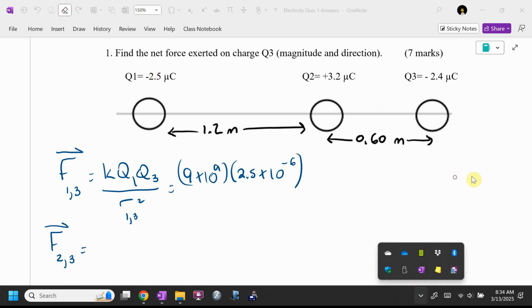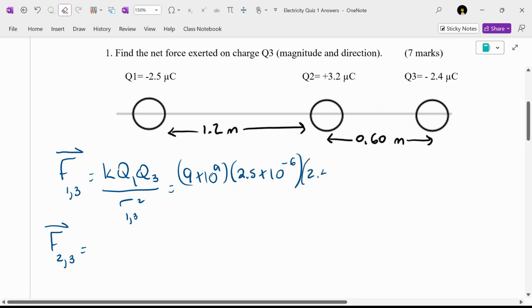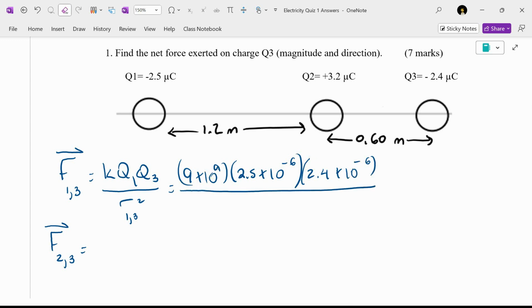I don't put the negative in. I use like charges repel and unlike charges attract, but I don't put that into the actual equation. I'm also not going to put the negative from Q3 in. All over, and then I want this distance here, which is 1.2 plus 0.6. Pretty sure that's 1.8. Don't forget the squared.